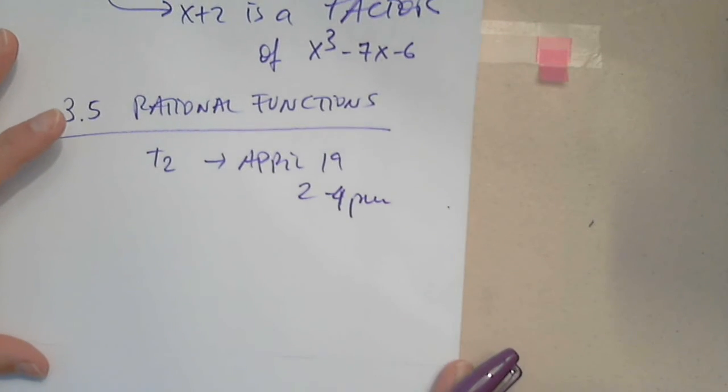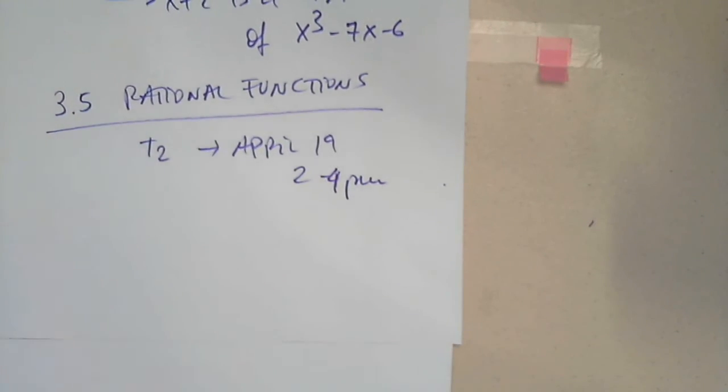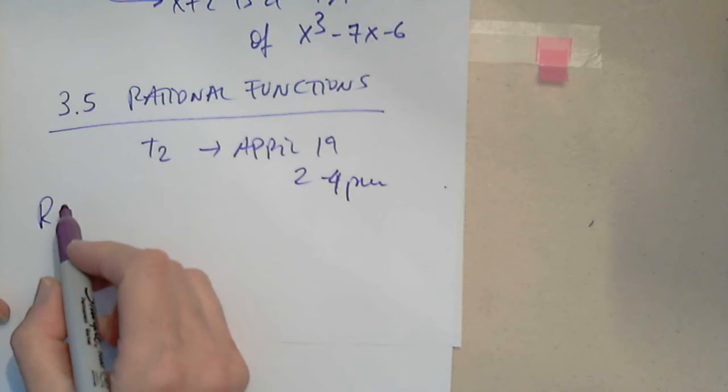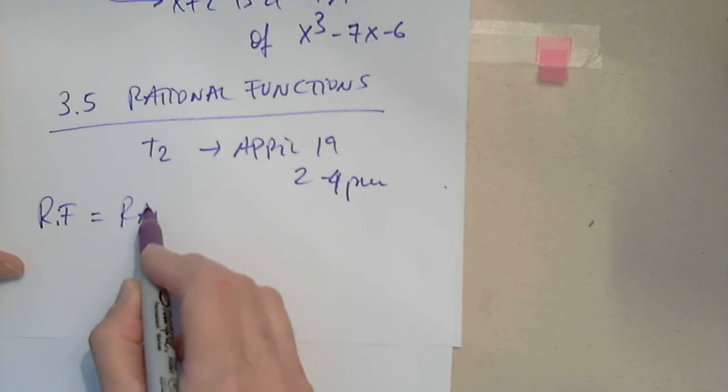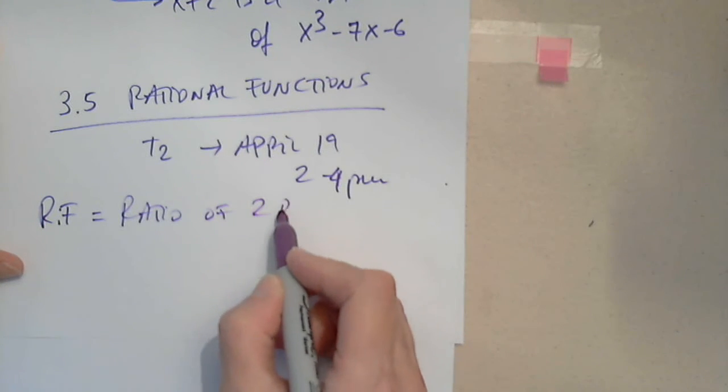Okay, first of all, what is a rational function? A rational function, RF, is a ratio of two polynomials.